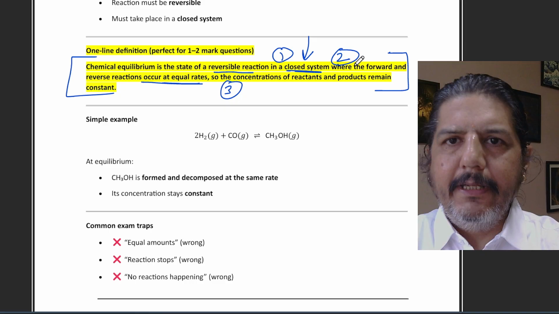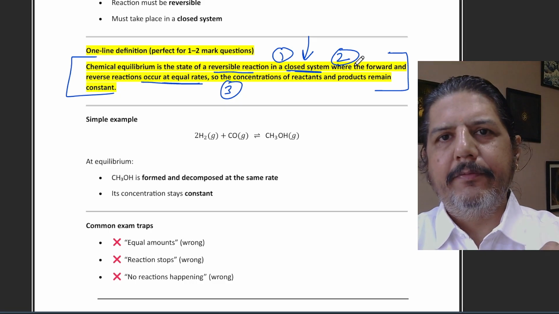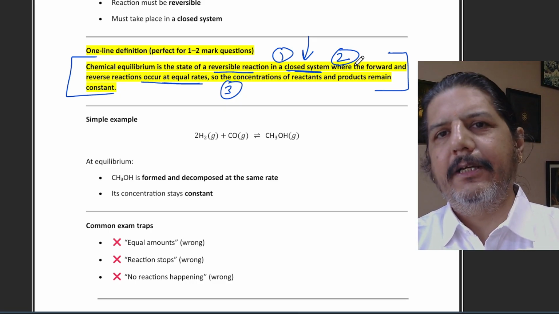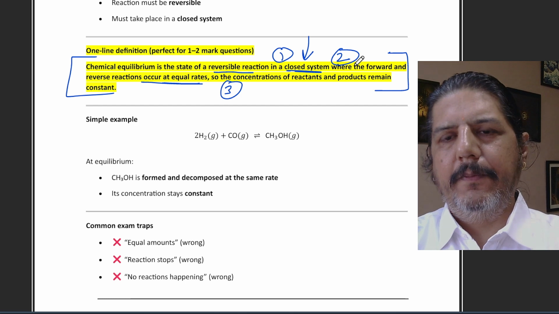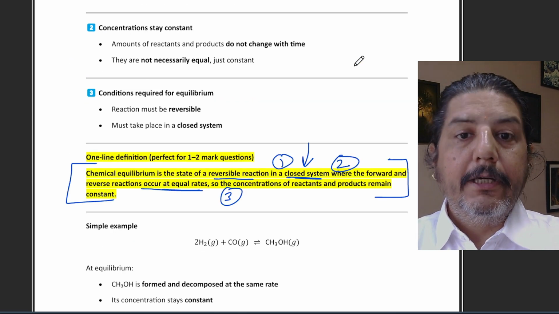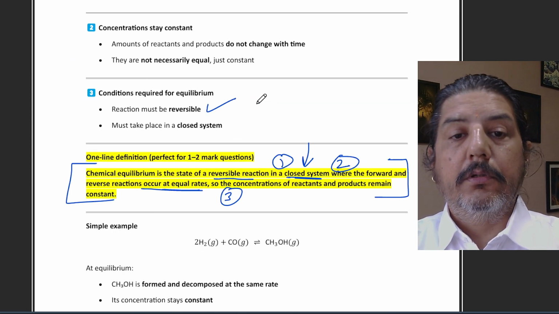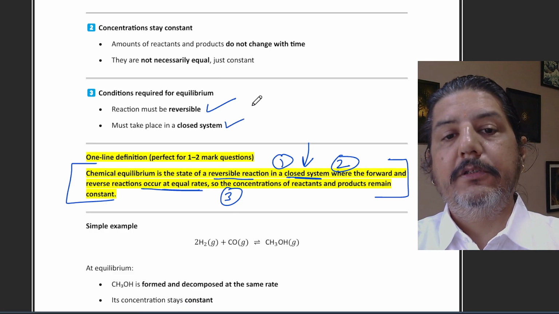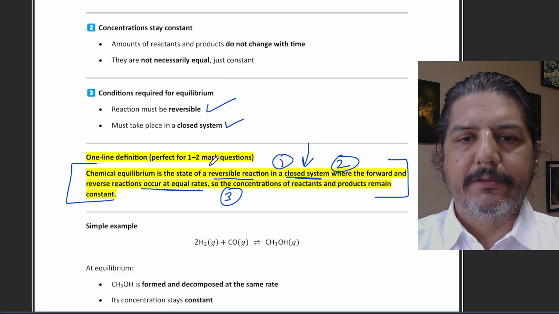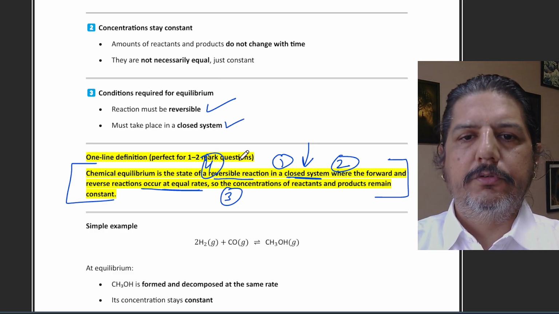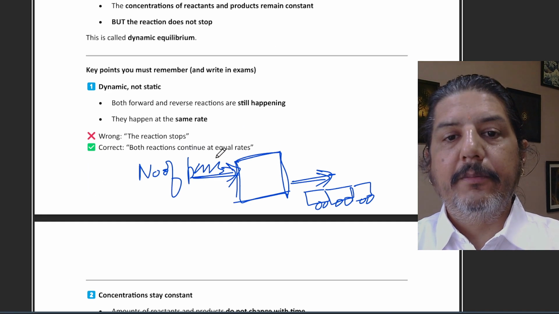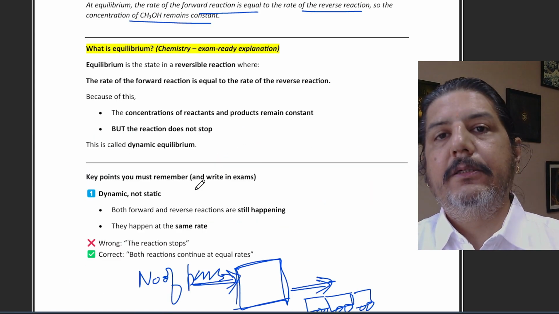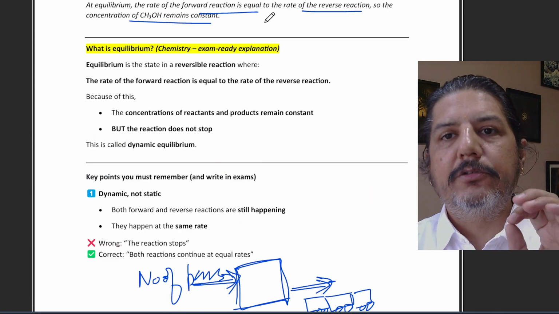You have to be very clear when you are writing the definition, and these are the kind of questions which are being asked again and again. You will see in the lectures ahead. So the conditions required: the reaction must be reversible. It should take place in a closed system. So it's a reversible reaction. Let me mark this as the fourth point: the concentrations remain constant. It's a dynamic condition. It's not a static condition.